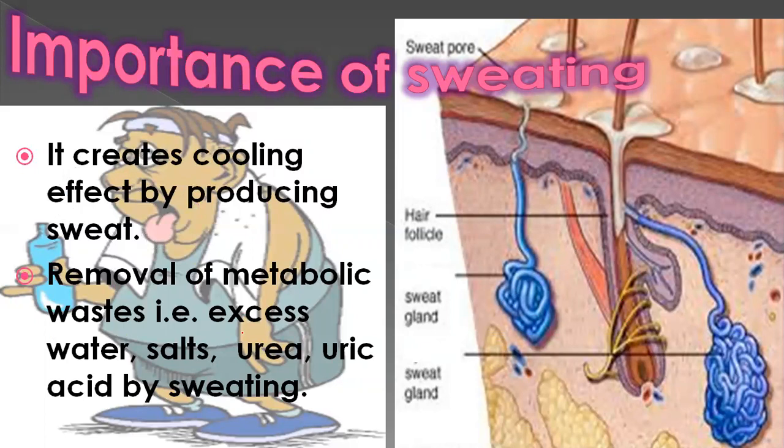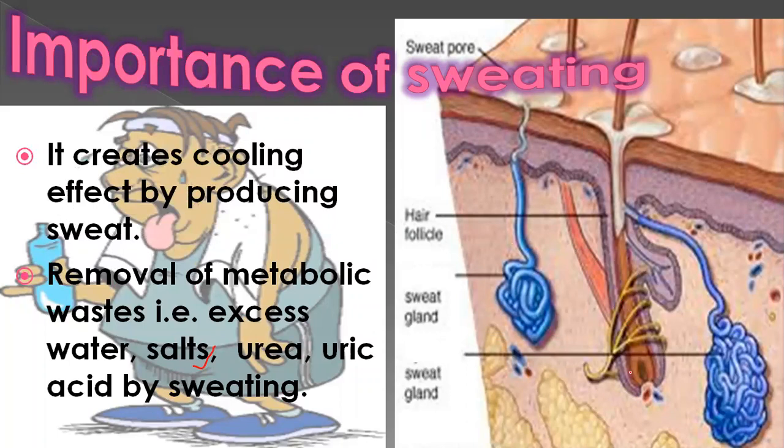Removal of metabolic waste is also done through this sweating, like excess water, and with water we have salts and some urea, uric acid as well. By sweating, it is also released when there is excess in the body, and that is very helpful not only for regulating the temperature, but also for removing all this type of stuff.